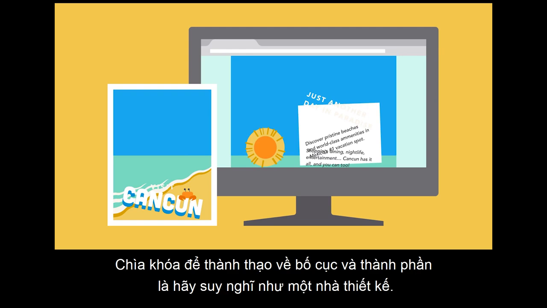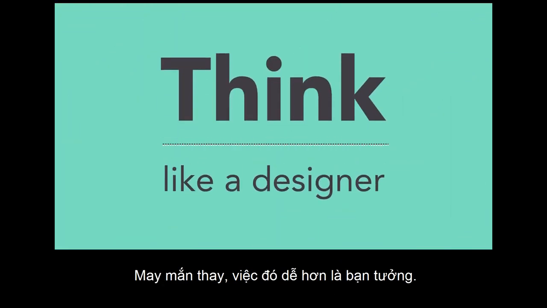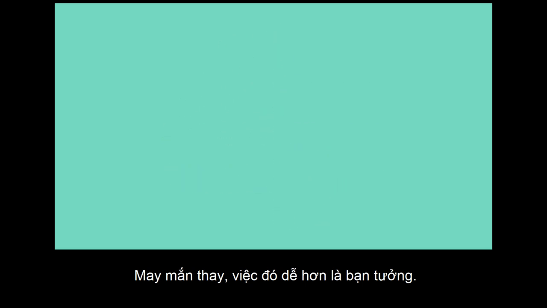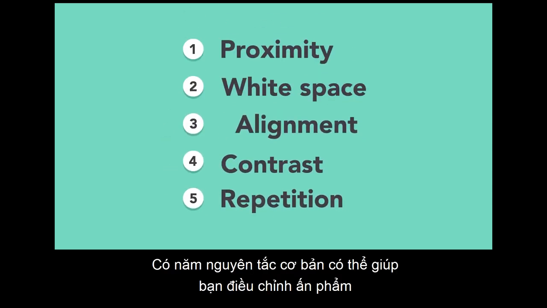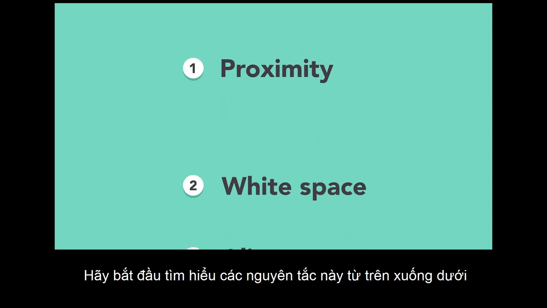The key to mastering layout and composition is to think like a designer. Luckily, it's easier than it sounds. There are 5 basic principles that can help you transform your work and sharpen your eye for design. Let's start at the top and work our way down.